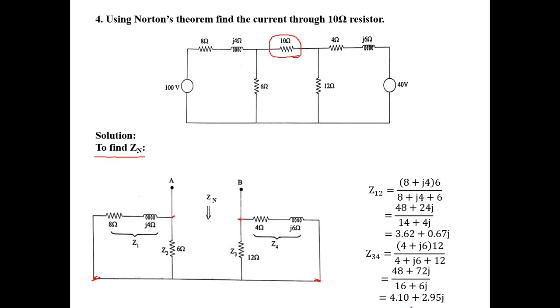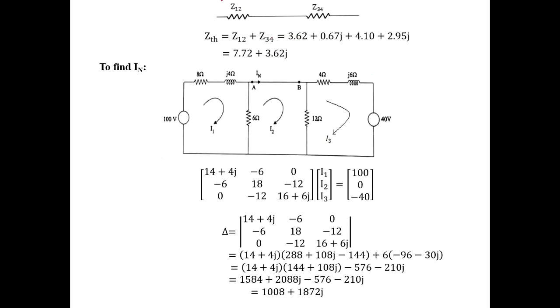The answer is this. After that, these two values are connected in series. Series means it has only one common point. We just have to add the values. We got the Z Norton value. Here this is the Z Norton value. Next, we have to find the Norton current. To find the Norton current, we just have to short the load resistance. Then we calculate the Norton current.